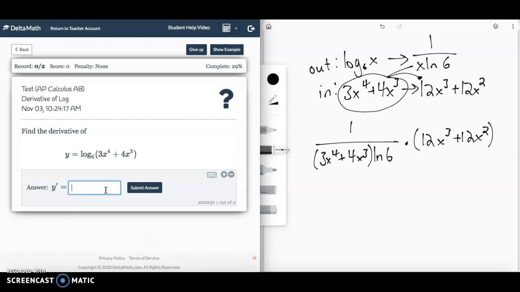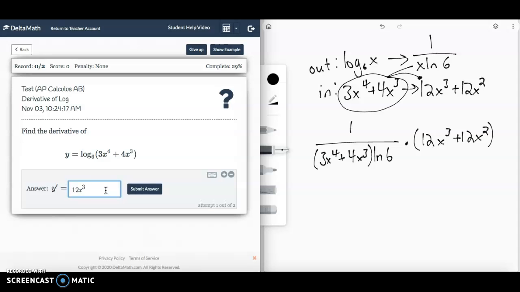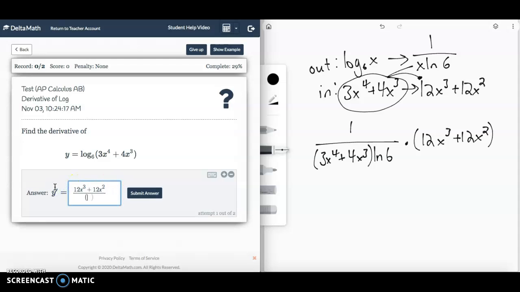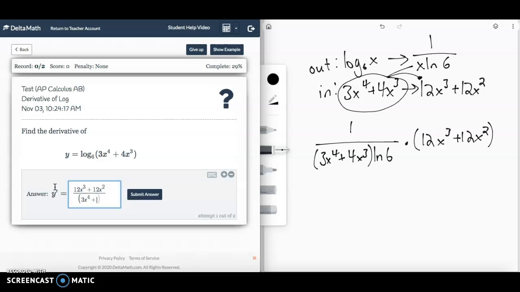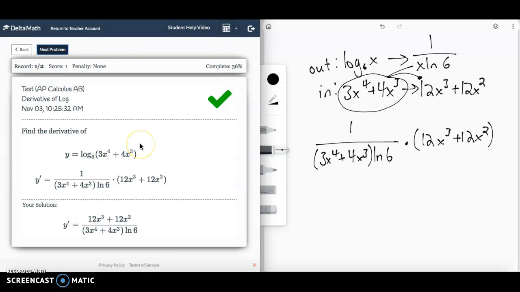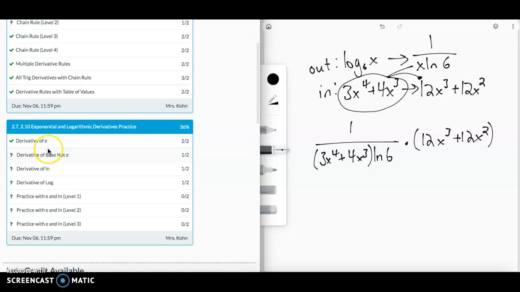So you can write it just like that, or I can move that 12 stuff up top. So 12x cubed plus 12x squared, all of that divided by 3x to the fourth plus 4x cubed ln 6. Voila. So that's your log with bases that aren't natural log, right? Log base 6, log base 8, log base anything else. So those four are basically just practicing basic chain rule and your exponential and logarithmic derivatives.